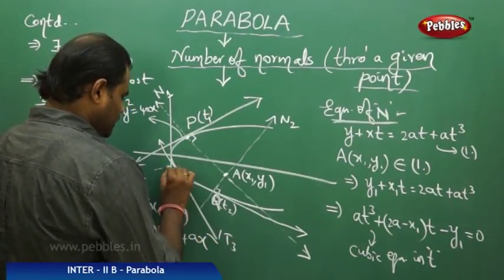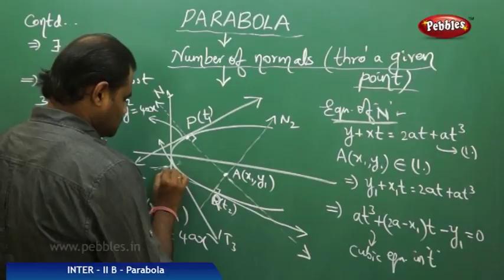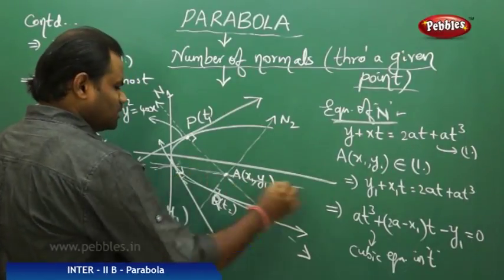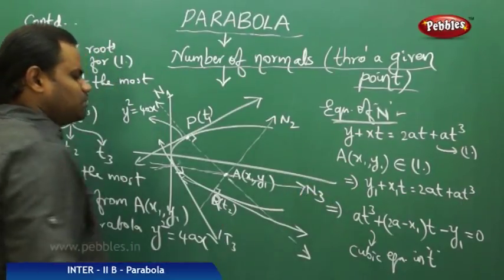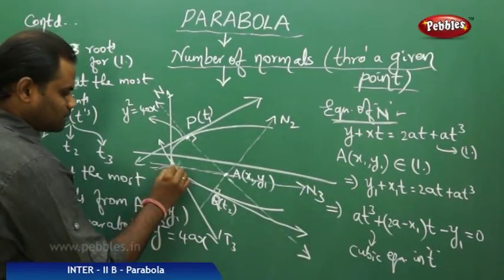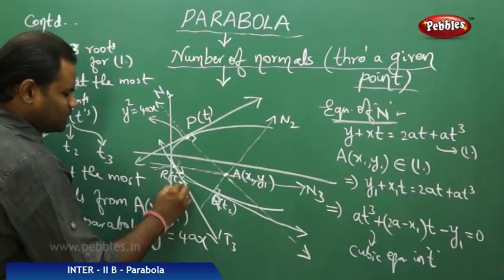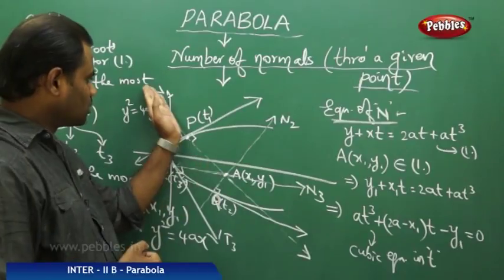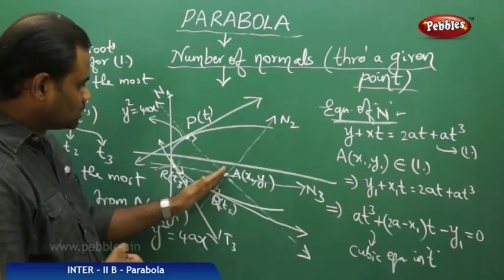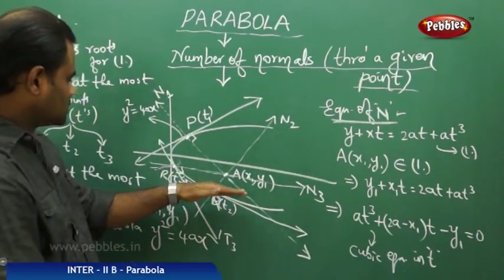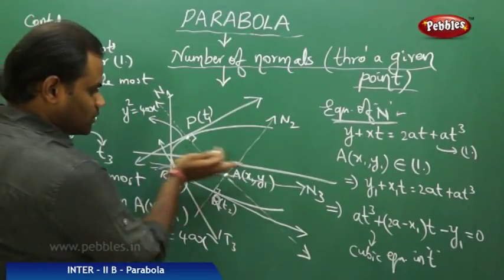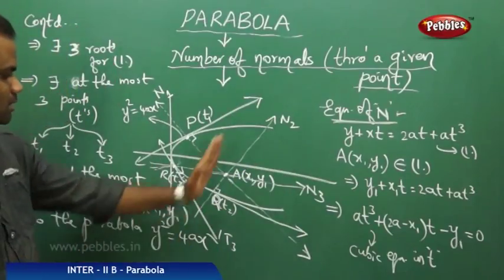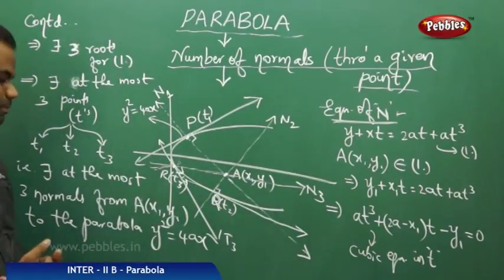T3, and then this would be the other normal which passes through T of 3. So there are 3 normals which pass through A. One is normal 1, the other is normal 2, and the third normal is out here. So N1, N2 and N3 are the 3 normals which at the most exist for the parabola.